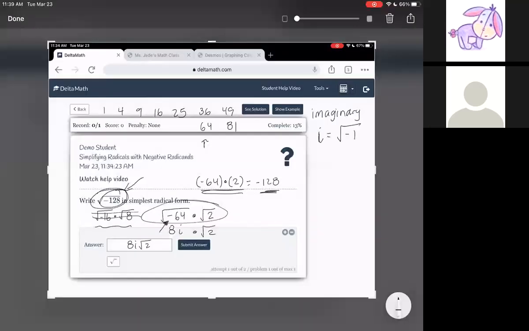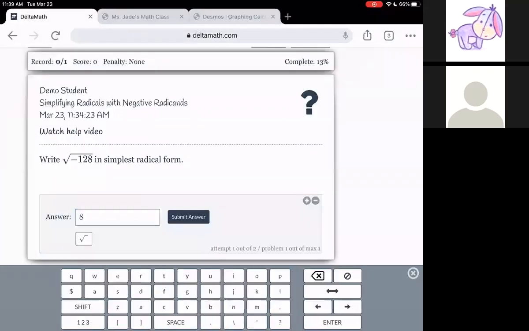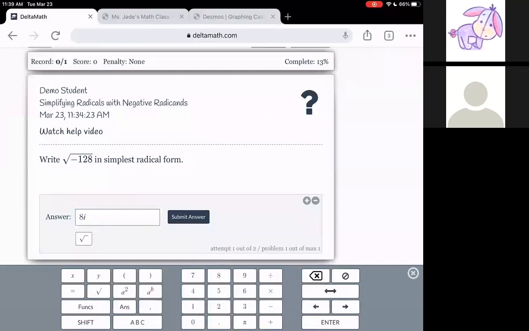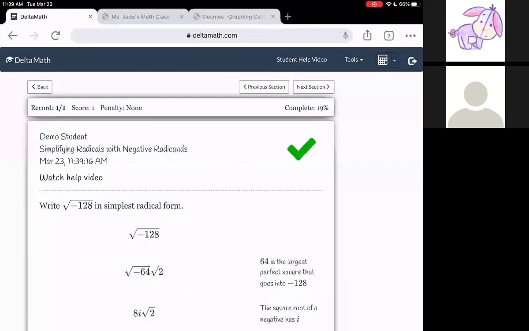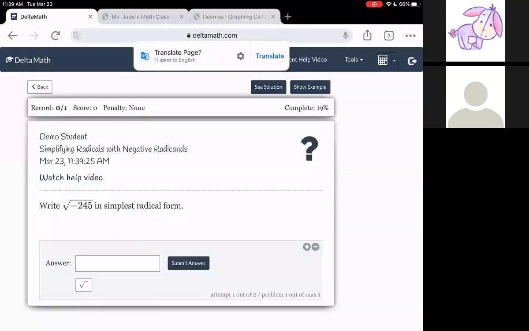Okay, so I'm going to go ahead and type this into my answer box, 8i radical 2. Okay, so I think we have one more simplifying radicals with negative radicands. Let me just check. Yes, one more of that category.